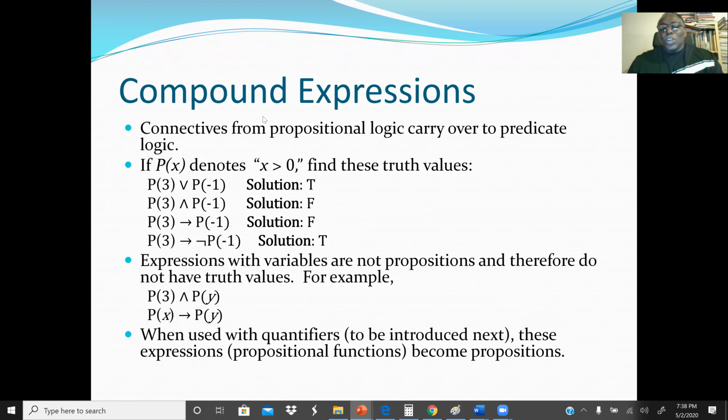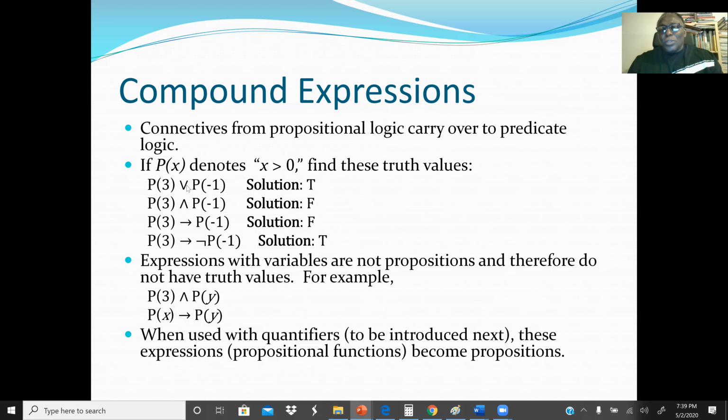We also have what we call the compound expression. Compound expression means we have more than one expression, and we can combine the two expressions using binary operators such as the and, or. We use the terms disjunction and conjunction. So if I have a condition saying that P(x) denotes x should be greater than 0, we should find these truth values. I have P(3) or P(-1). This is the or, disjunction.